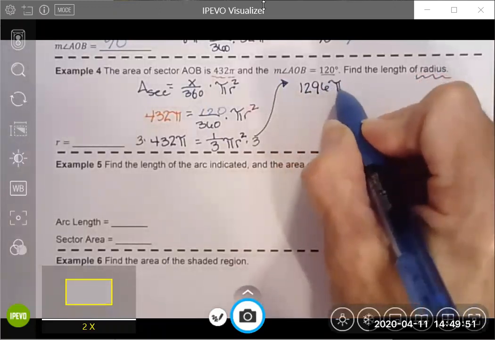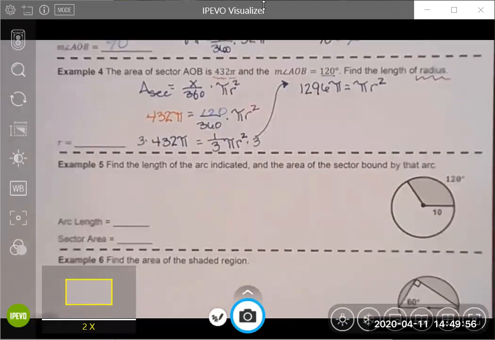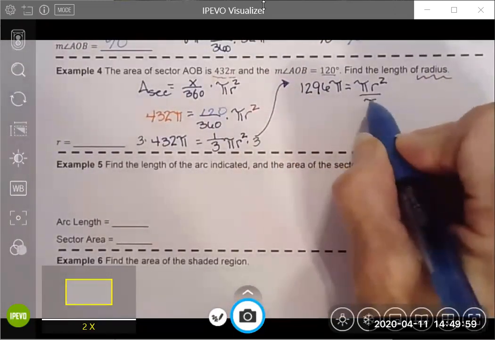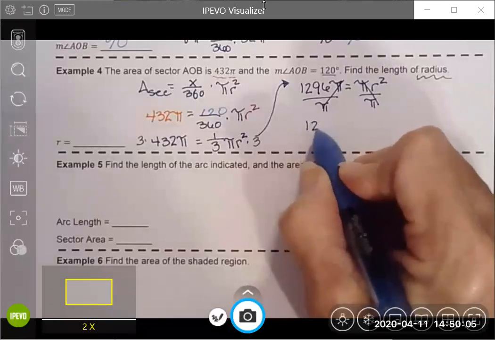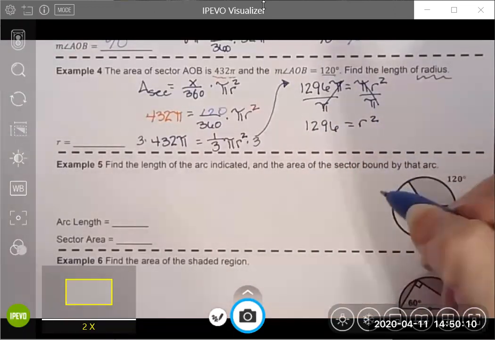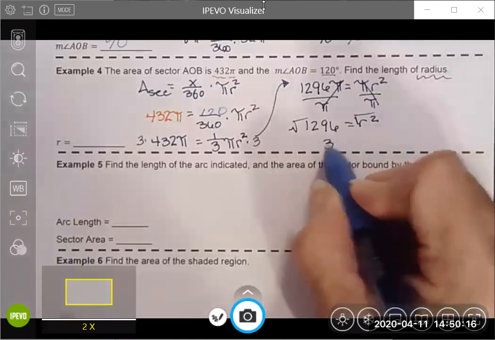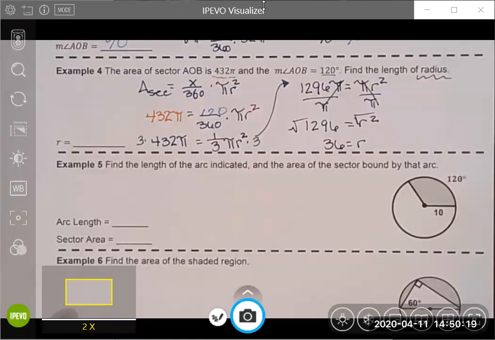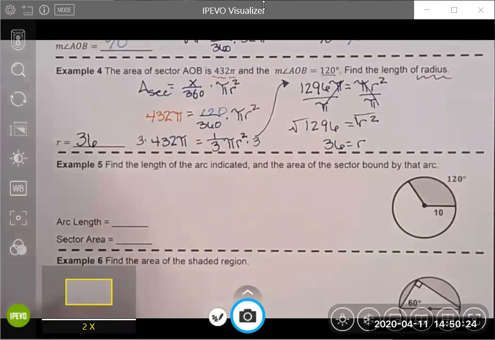1296 pi is equal to pi r squared. I'm going to get rid of that pi symbol by dividing both sides of my equation by pi. Those simplify out, and I end up with 1296 is equal to my radius squared. And lastly, when I take the square root of both of those sides, conveniently, it is a perfect square, and I end up with a radius of 36 units. And it's a linear measure because the radius is just a straight line.